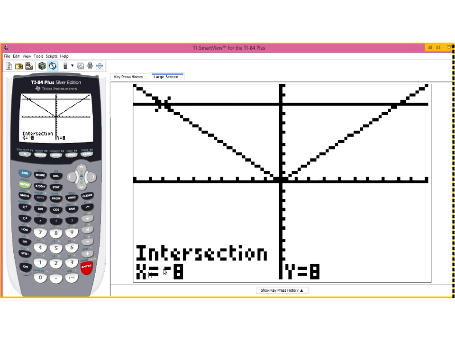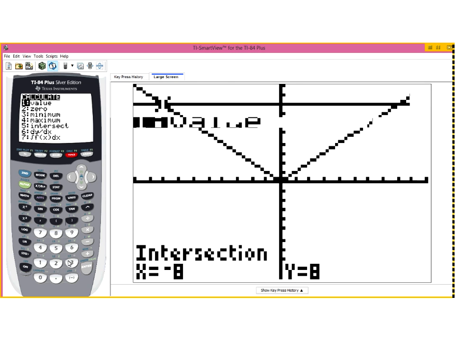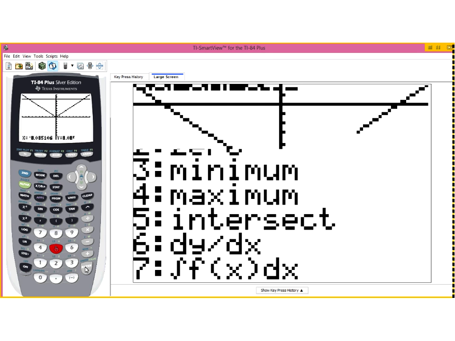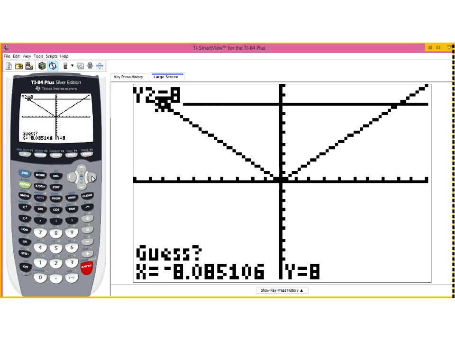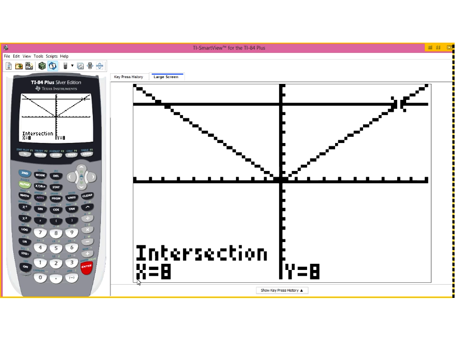And there we see an intersection at x equals -8 and y equals 8. So x equals -8 is a solution. And then I repeat, intersect. So the first curve is the absolute value, the second one is y equals 8. And I need to be closer to the other intersection point. So there we go, and we see x equals 8 and y equals 8.